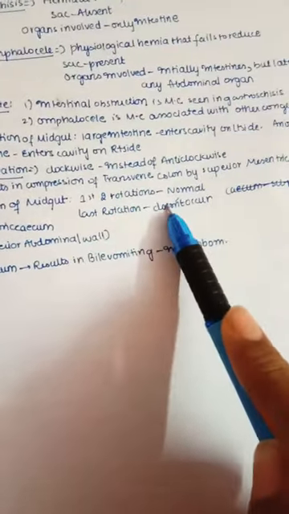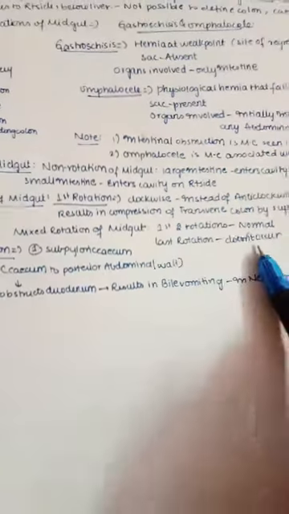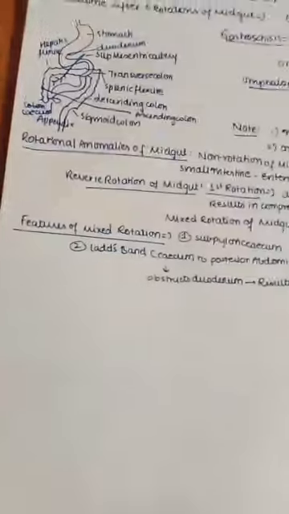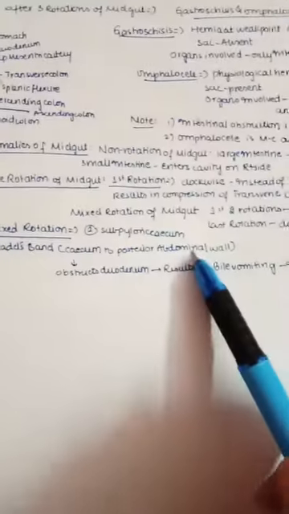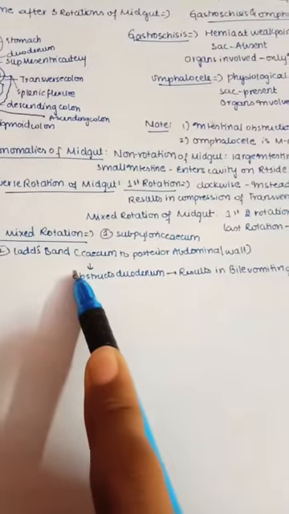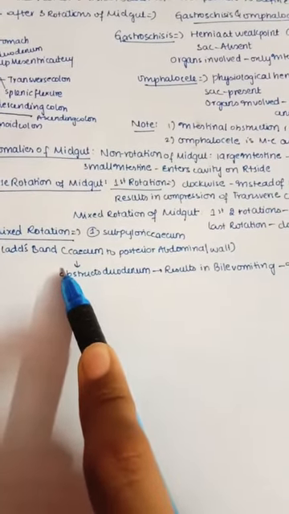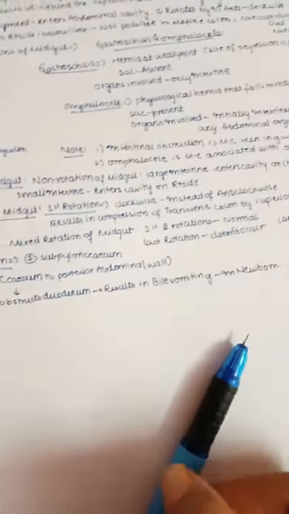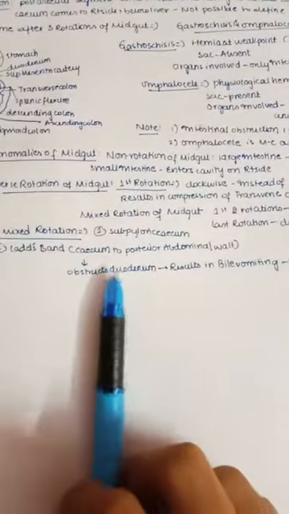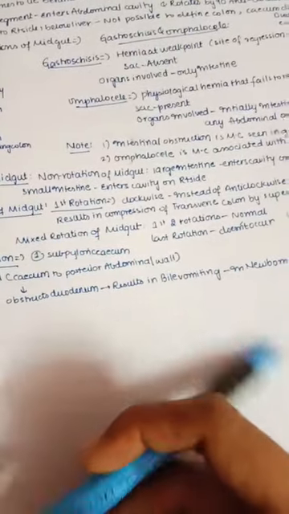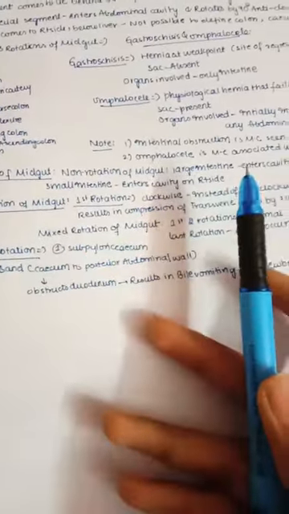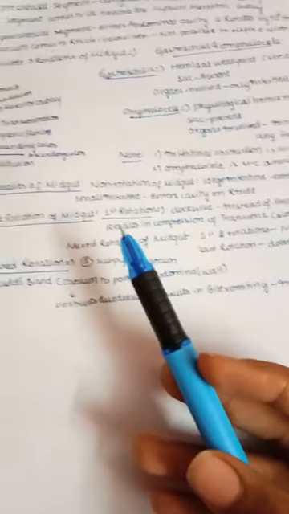And the mixed rotation of the midgut, that is the first and second rotations are normal, but the last rotation does not take place. So what could be the features of the mixed rotation? There may be a subpyloric cecum and Ladd's band, that is cecum attached to the posterior abdominal wall. It obstructs the duodenum and results in bile vomiting in a newborn. So if there is bile vomiting in the newborn, a subpyloric cecum and Ladd's band, then we can confirm it as a mixed rotation of the midgut. So in anomalies we have mainly non-rotation of the midgut, reverse rotation of the midgut, and mixed rotation of the midgut.